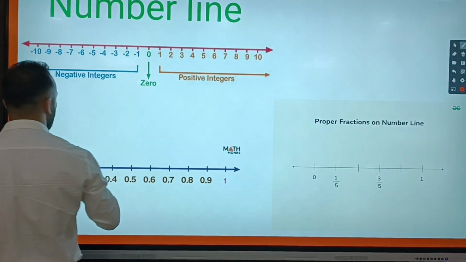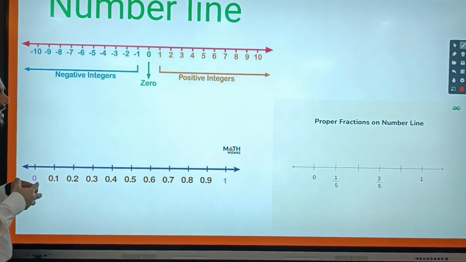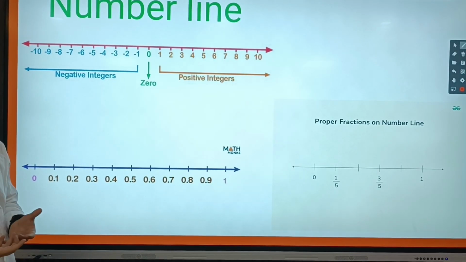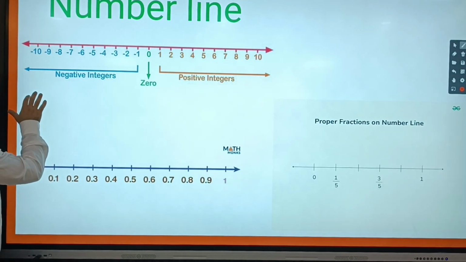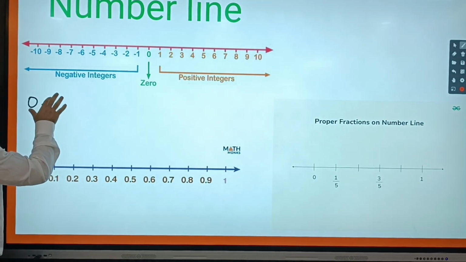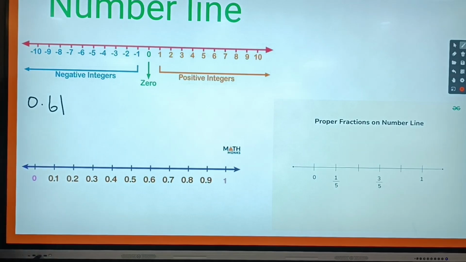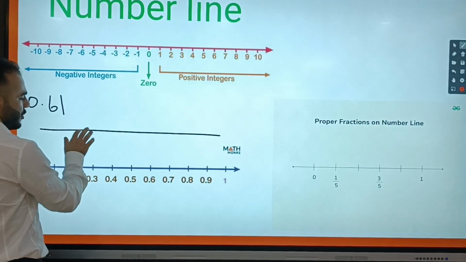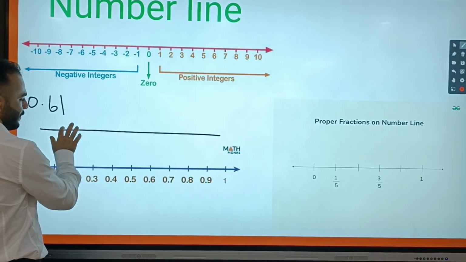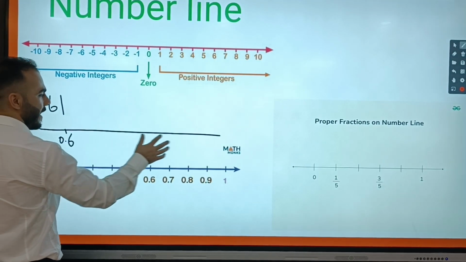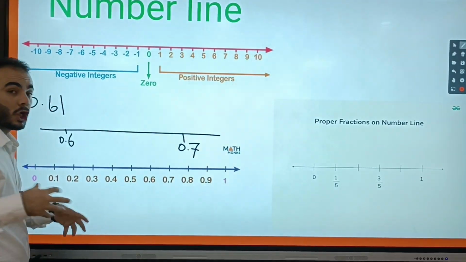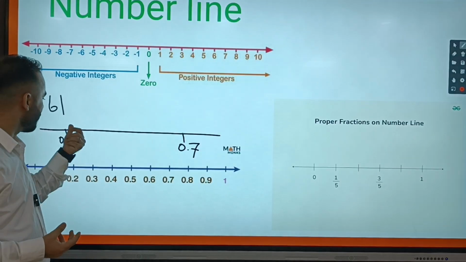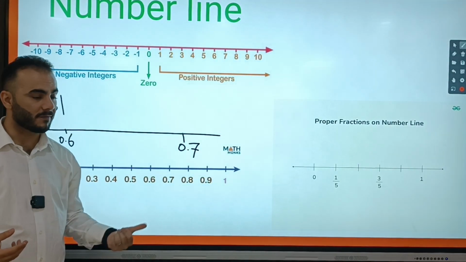So in case I ask you, or any other teacher, or in any exam that you are taking, if you see a decimal number and are asked to represent it on a number line, let's just say you have 0.61, you can just draw a number line like this. You must know at least this point, that 0.61 is between 0.6 and 0.7, all right?